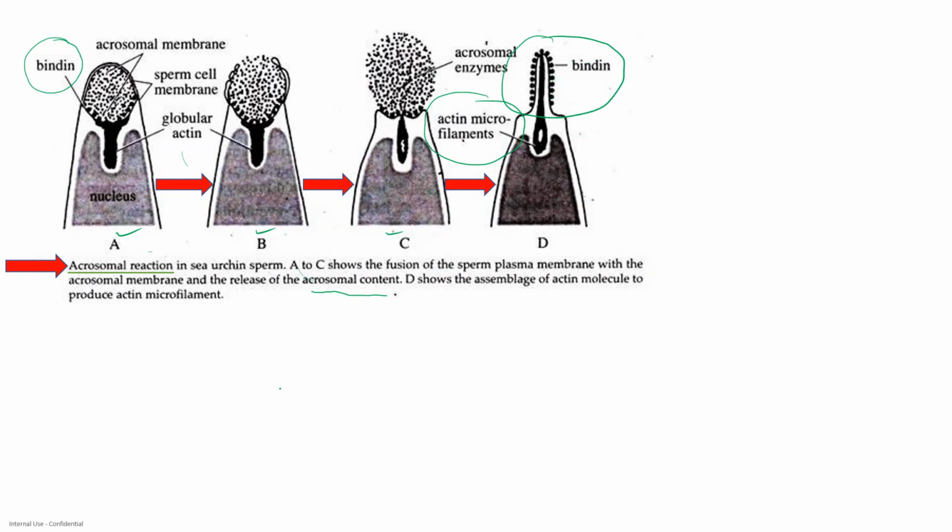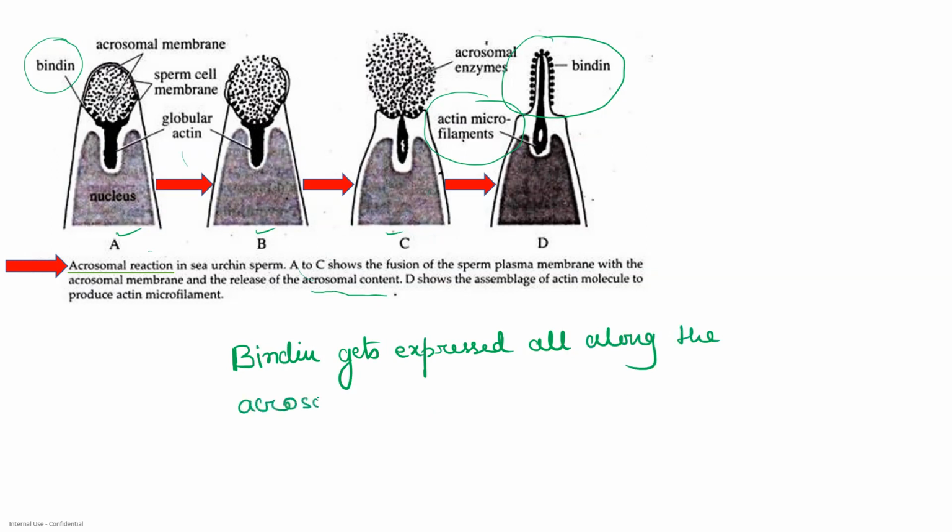So what happens here? What is the end picture, end story? Bindin gets expressed all along the acrosomal process. Clear? Nothing difficult so far? It's easy? Okay.